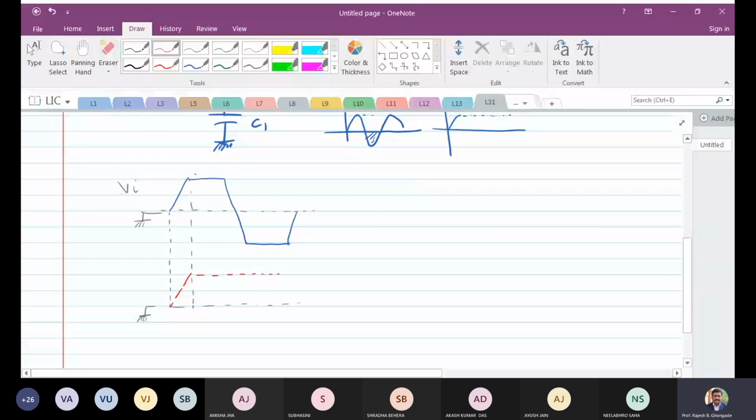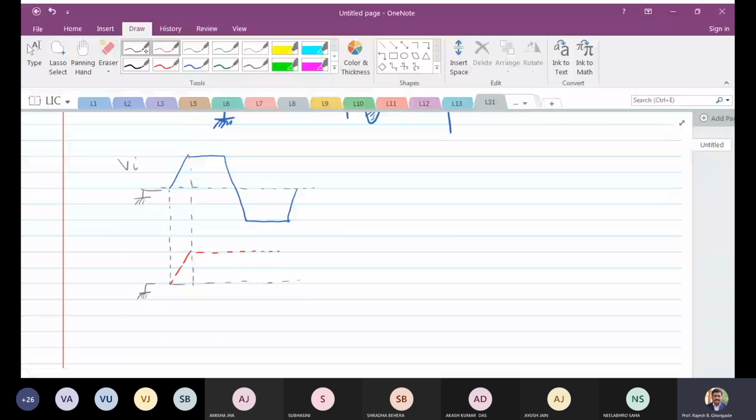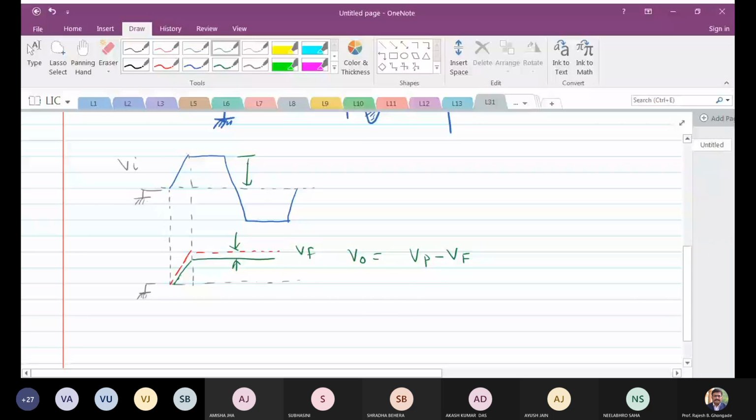But don't forget that there is a diode drop. So the output value will be less than the peak value by one diode drop. So it will be something like this, actually. So this is the forward voltage drop of the diode, and your output will be Vp minus Vf. This is the value of Vp. Okay.